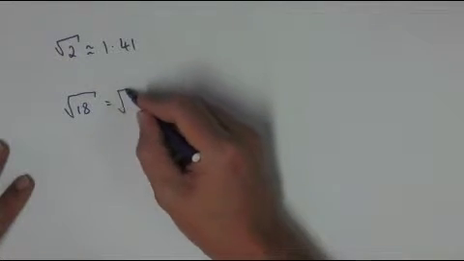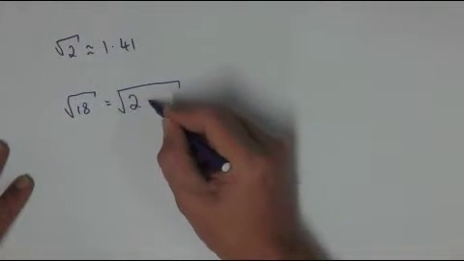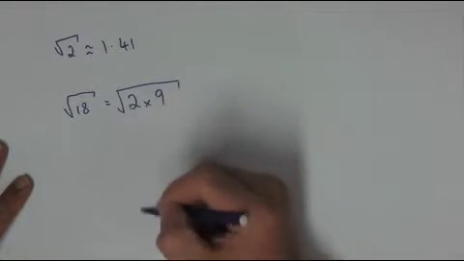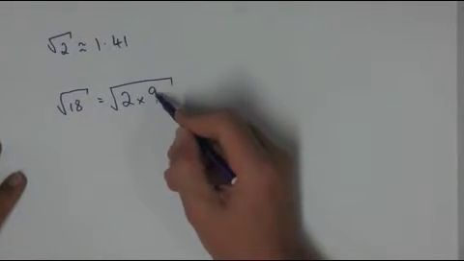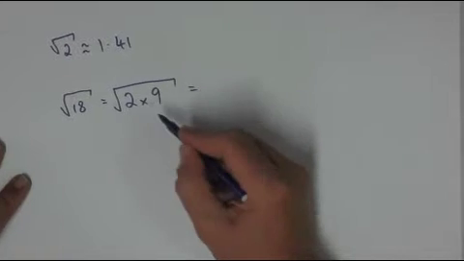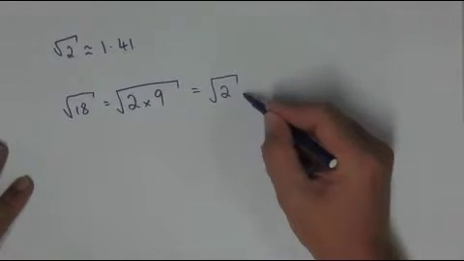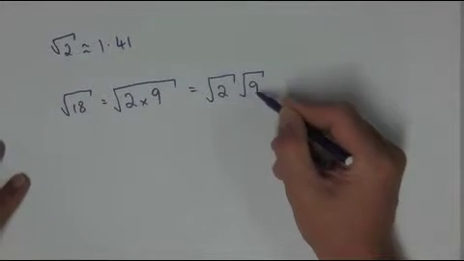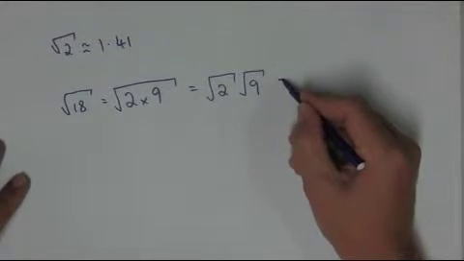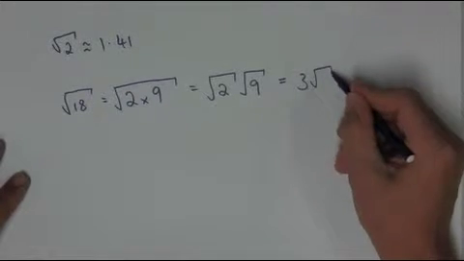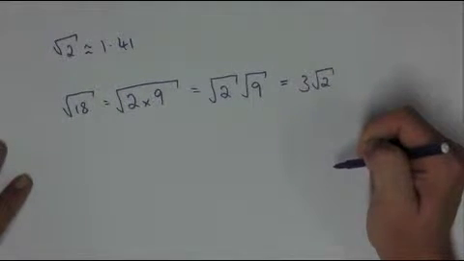Well, in this situation, I have that that's 2 times 9. 2 times 9 is 18, and 9 is a perfect square. I can take that surd now and separate it out: the square root of 2 times the square root of 9. The square root of 9 I know is 3, so this ends up being 3 times the square root of 2, and that is simplified.